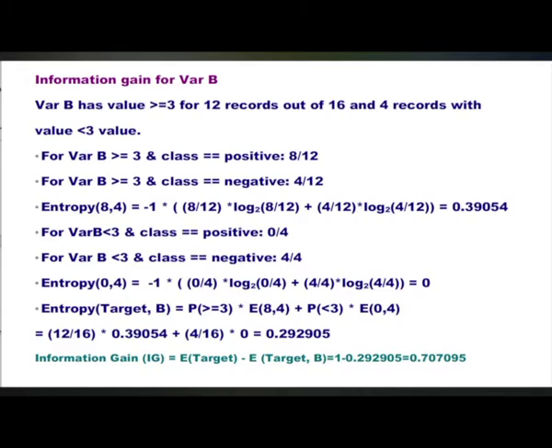probability less than 3 into entropy(0, 4), which is equal to 12 by 16 into 0.39 plus 4 by 16 into 0, which is equal to 0.29. Now, information gain is equal to entropy of target minus entropy of target B, which is equal to 1 minus 0.29 equal to 0.707.